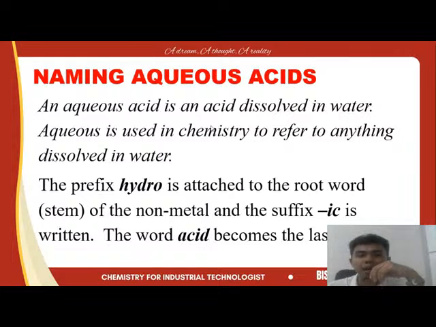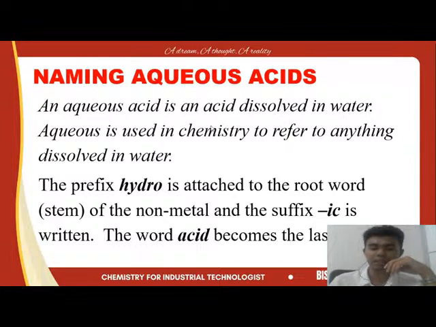To name aqueous acids, we use the prefix hydro, which is attached to the root word of the nonmetal, and the suffix IC is written. The word acid becomes the last word. Again, the prefix hydro is attached to the root word stem of the nonmetal, and suffix IC is written. The word acid becomes the last word. Okay, that's just very simple.